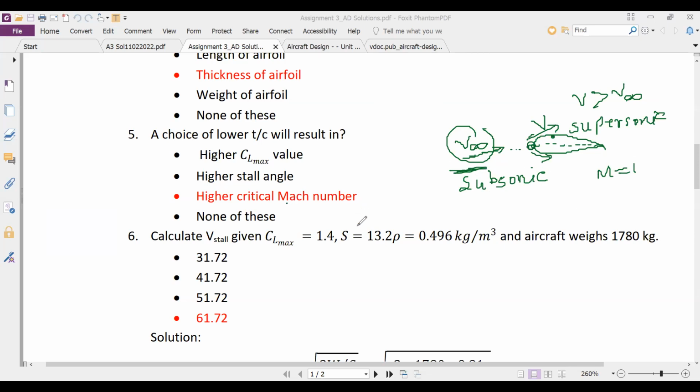Okay. Now, why does it say a lower thickness to chord ratio will result in higher critical Mach number? Why is that?